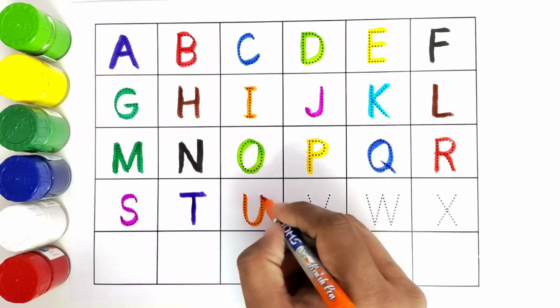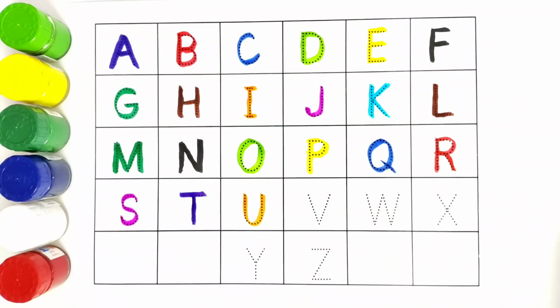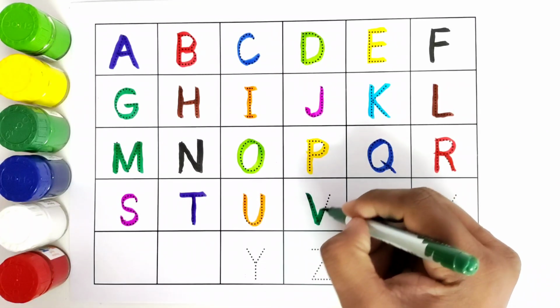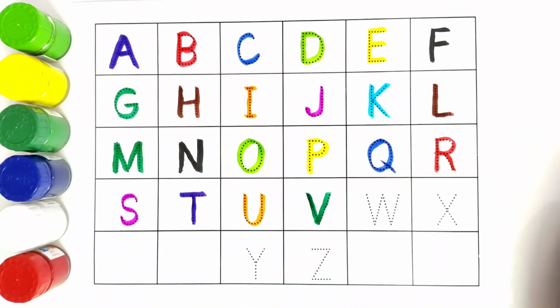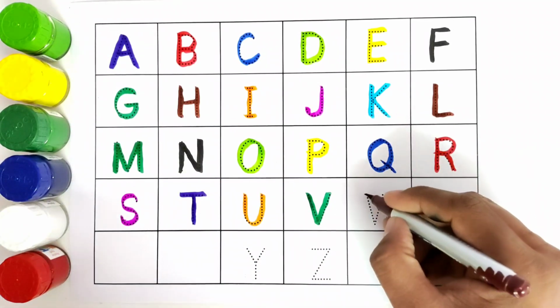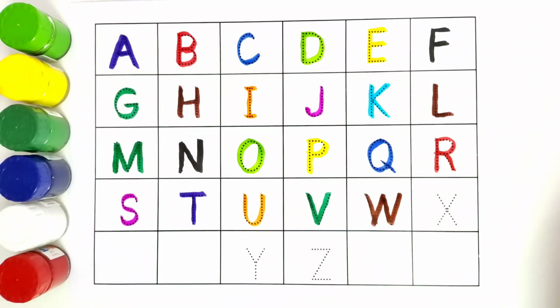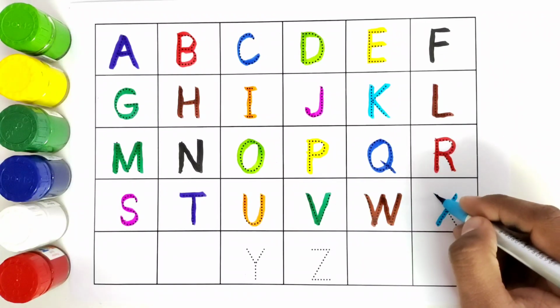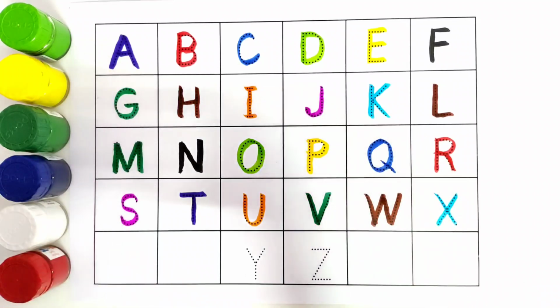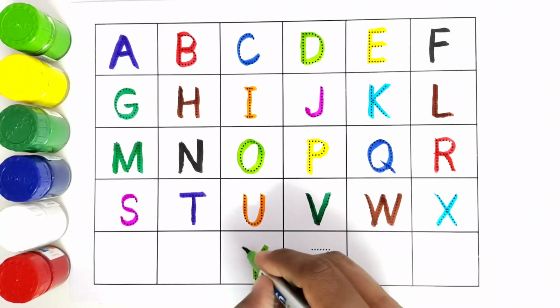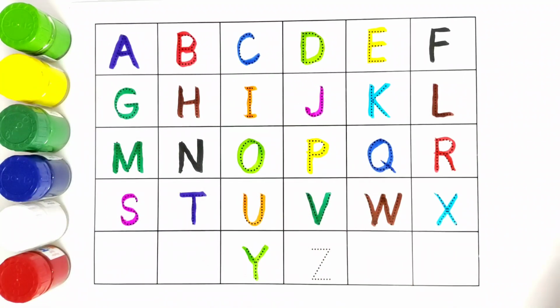U for umbrella. U for umbrella. V for van. V for van. W for watermelon. W for watermelon. X for xylophone. X for xylophone. Y for yo-yo. Y for yo-yo. Z for zebra.